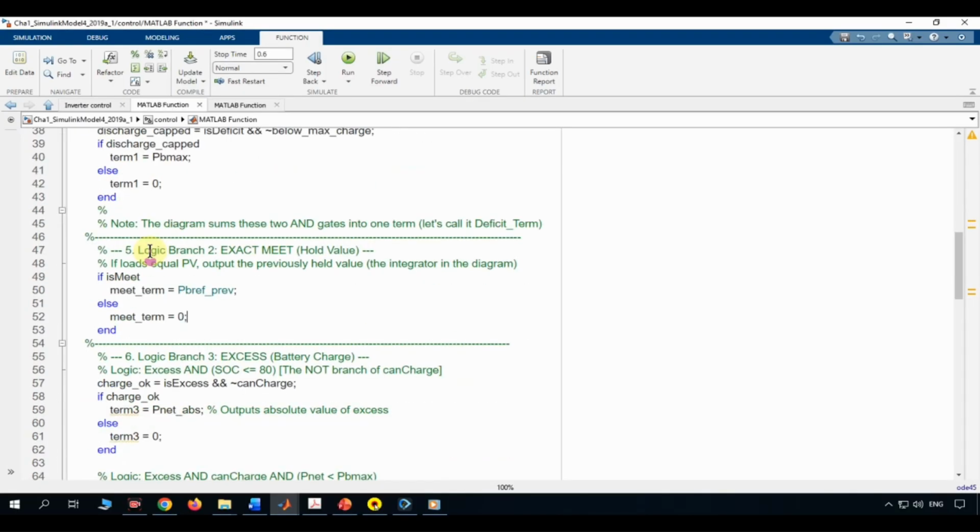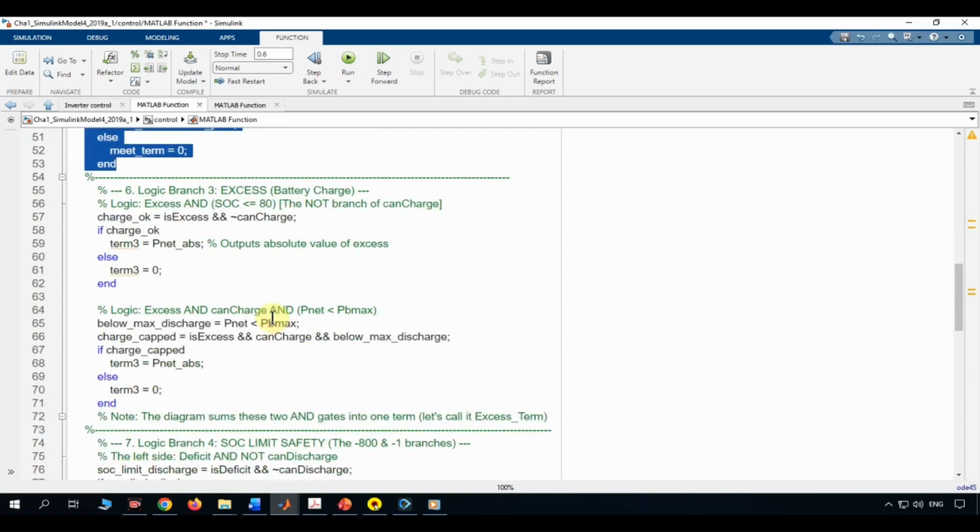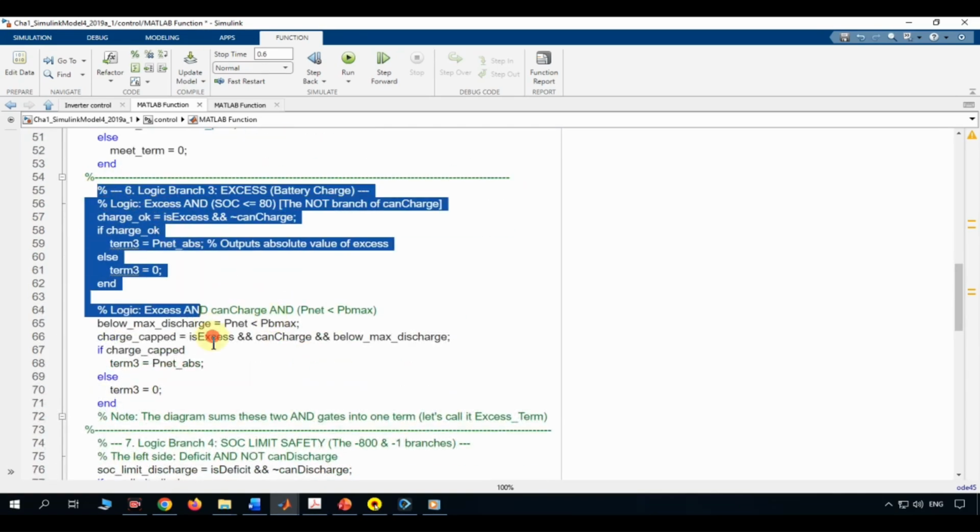This is the simplest branch. If load exactly matches generation, don't compute anything new, just output whatever PB_ref was last time. This is exactly what that persistent variable from earlier was for. It prevents the battery from jumping to zero the instant supply and demand balance out, which would cause an unnecessary power transient. Mirror logic to the deficit branch, but for charging.